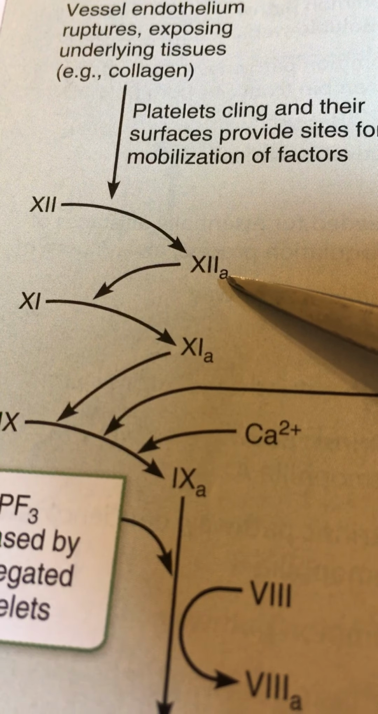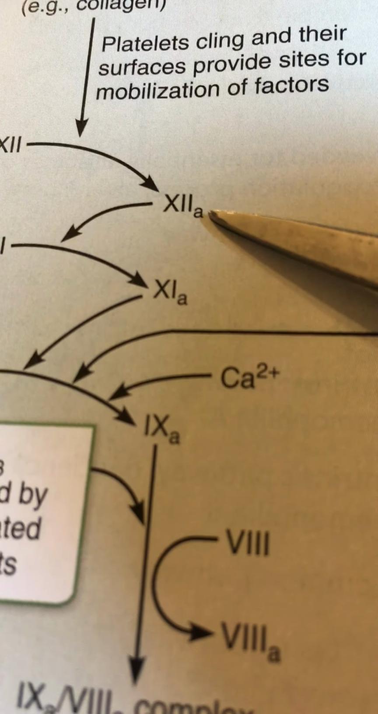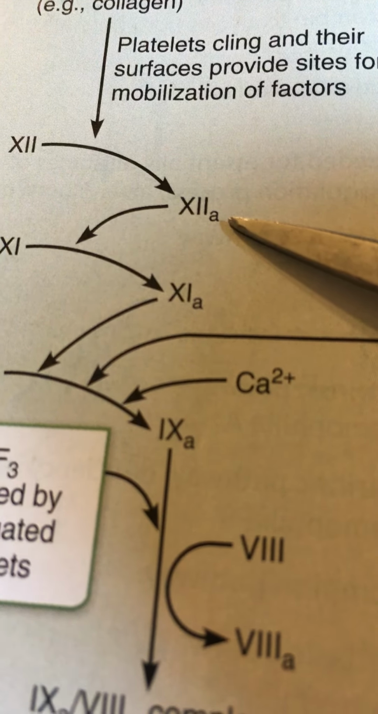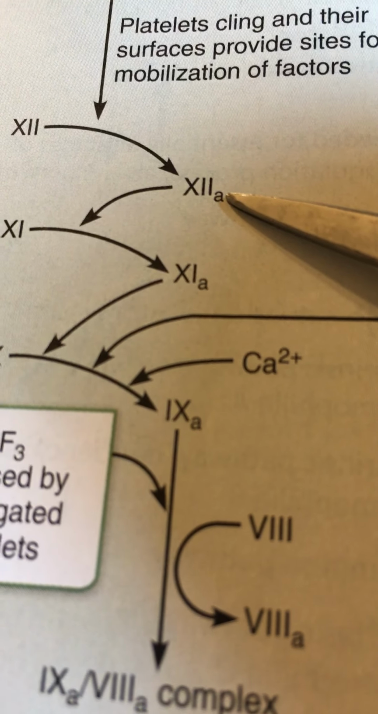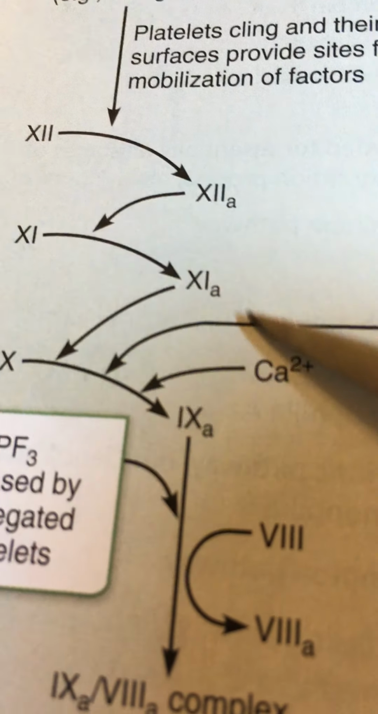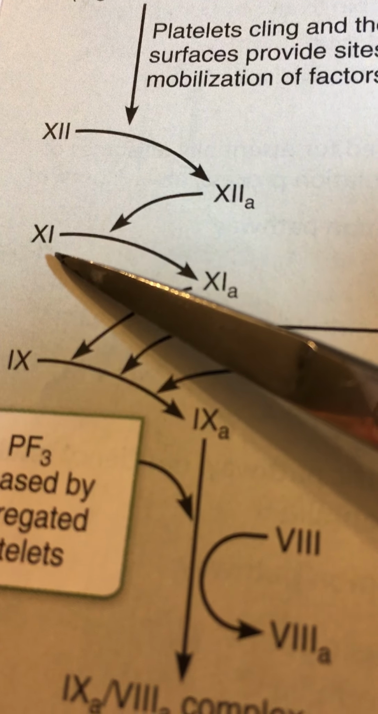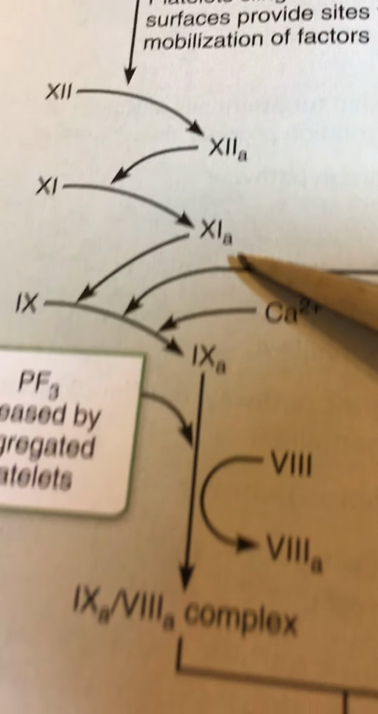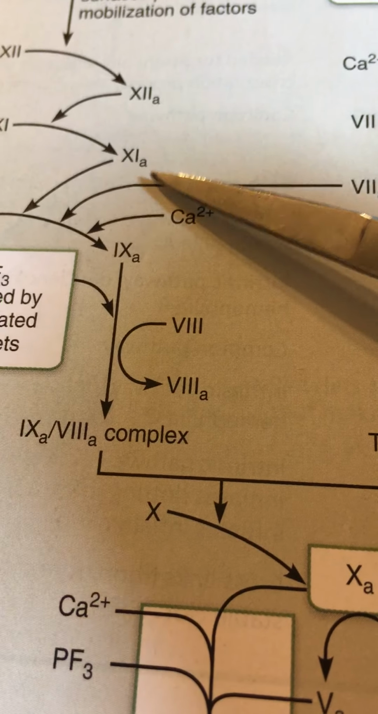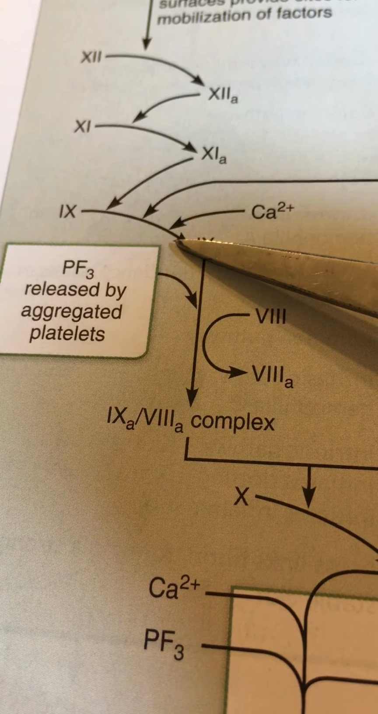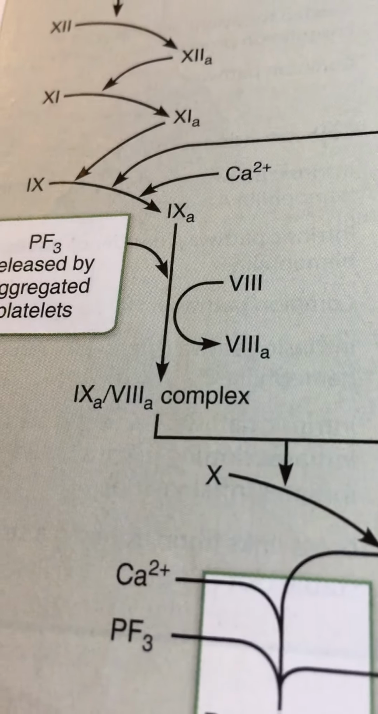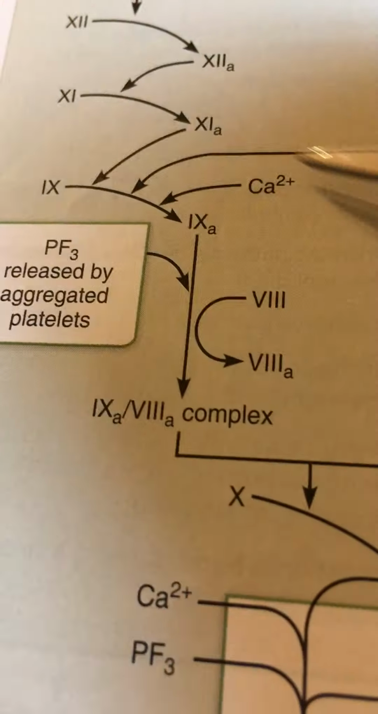Here, factor number 12 becomes activated. We have a little sub-A right there. These are all molecules that you're seeing here that are produced by the liver. Okay, so they're just out there in their inactive form. 12 becomes active, that activates 11. 11 becomes active. There are some other factors that come in that need to be activated, along with some calcium. Calcium plays a role here. It seems to play a role in many things.